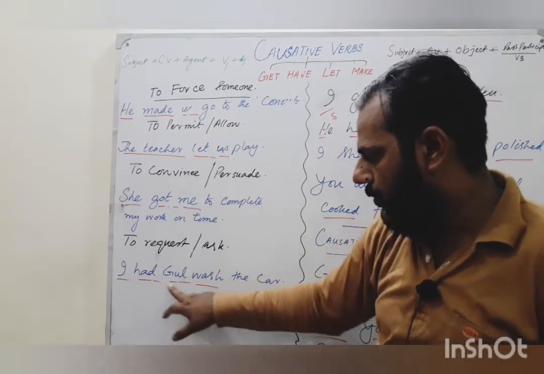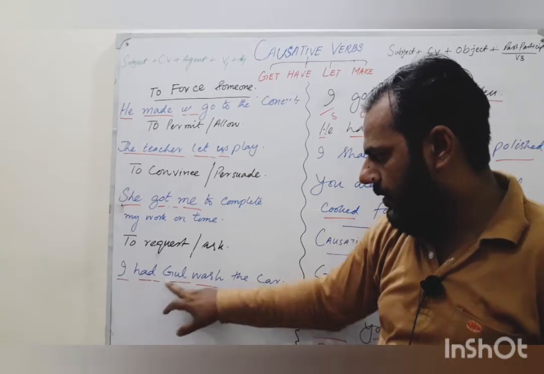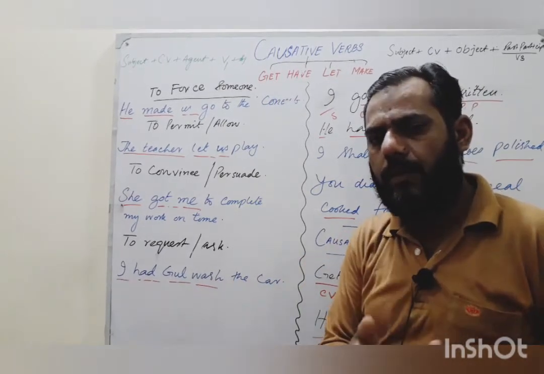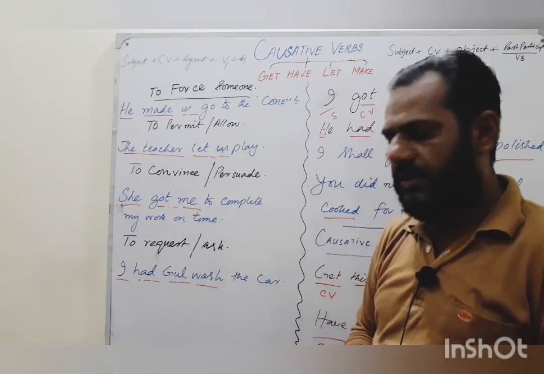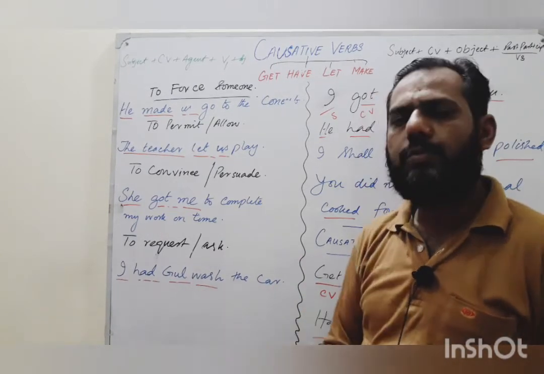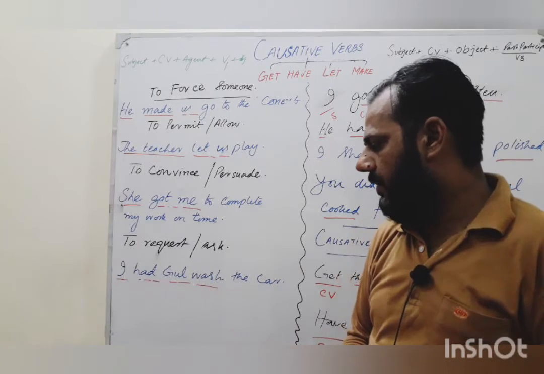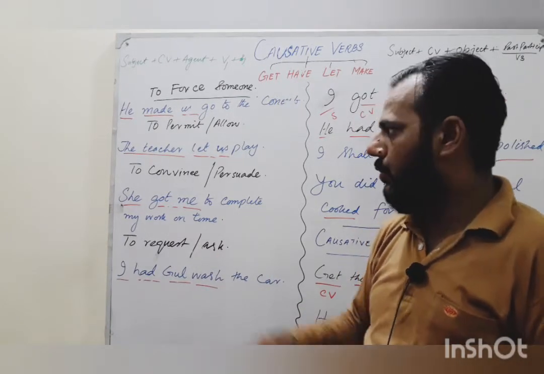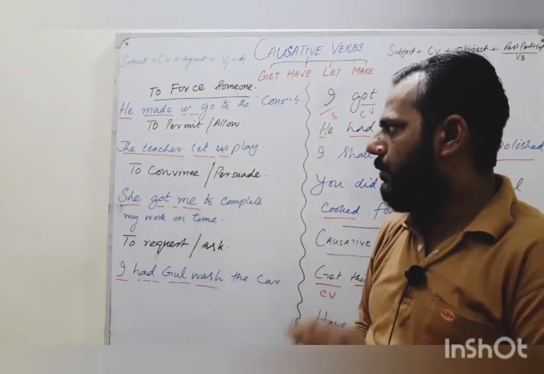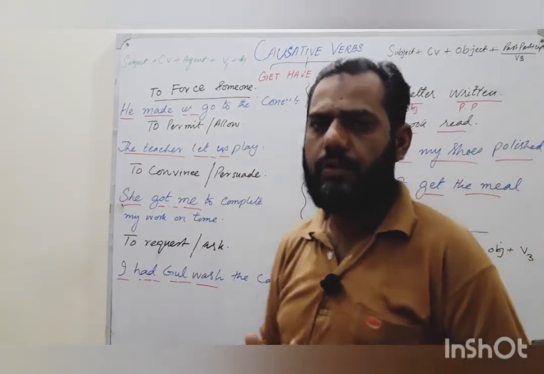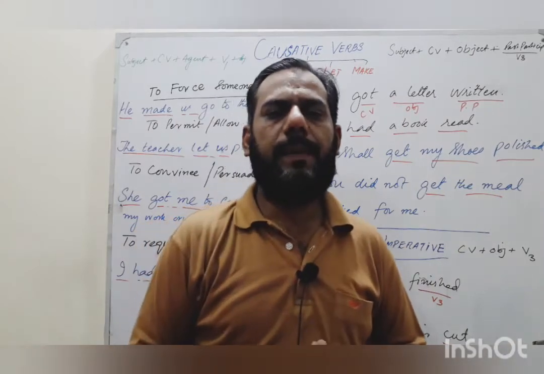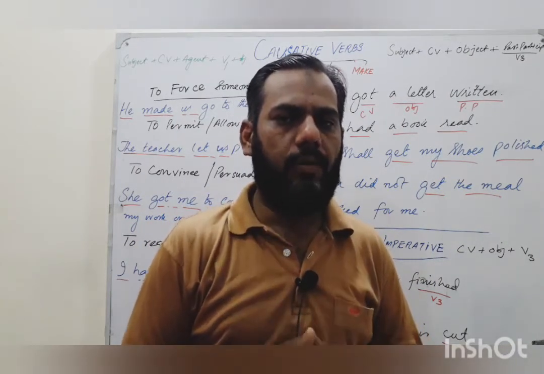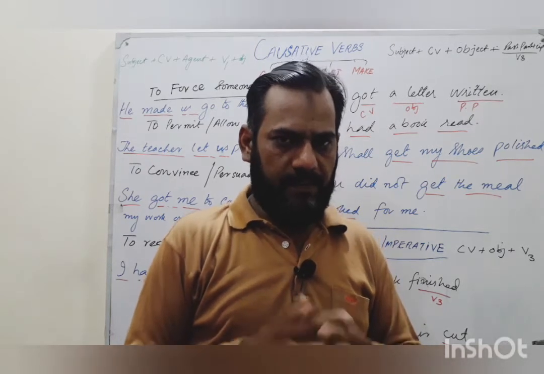Here, I had Gul wash the car. I had Gul wash the car. So the second form is had. If I want to use the present form, I will say, I have Gul wash the car. That is the present, and if I am going to use the future, I will say, I shall have Gul wash the car. So this is the fourth example. These four examples can be used in different types of sentences. But keep in mind that when you use it, it depends on the tense you are using. If you know the structure of a sentence very well, it will be a very easy job.